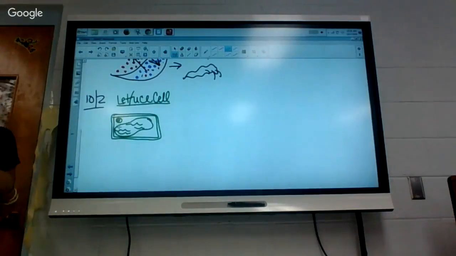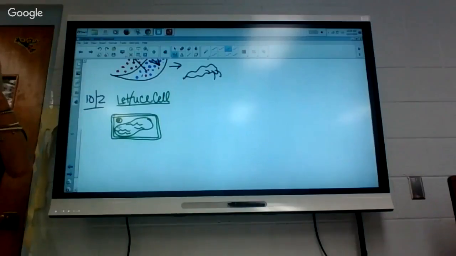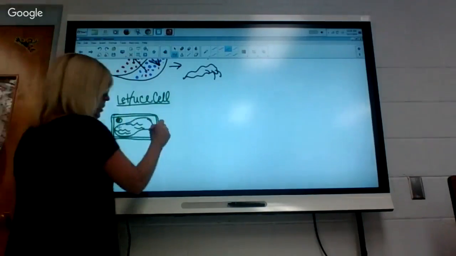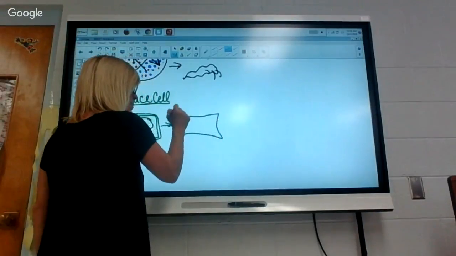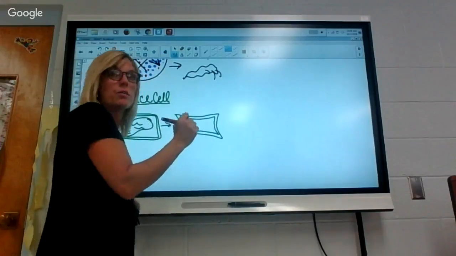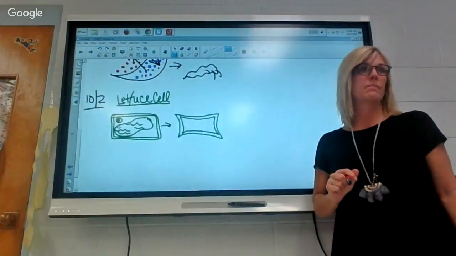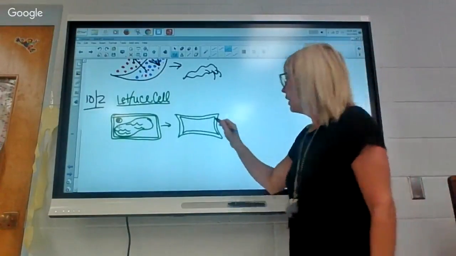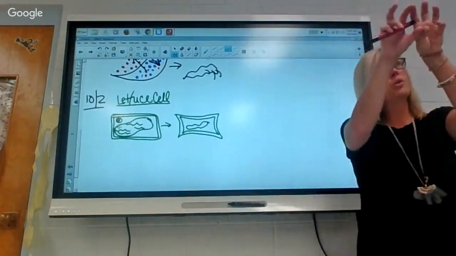So if I just say, okay, I'm going to leave it out there and not spread any water on it, what's the cell going to look like? It's going to shrivel. But you didn't add heat to it. All you do is leave it alone. So what's the central vacuole going to look like? It's going to be empty. It's going to be so dried up that everything pulls in like this.